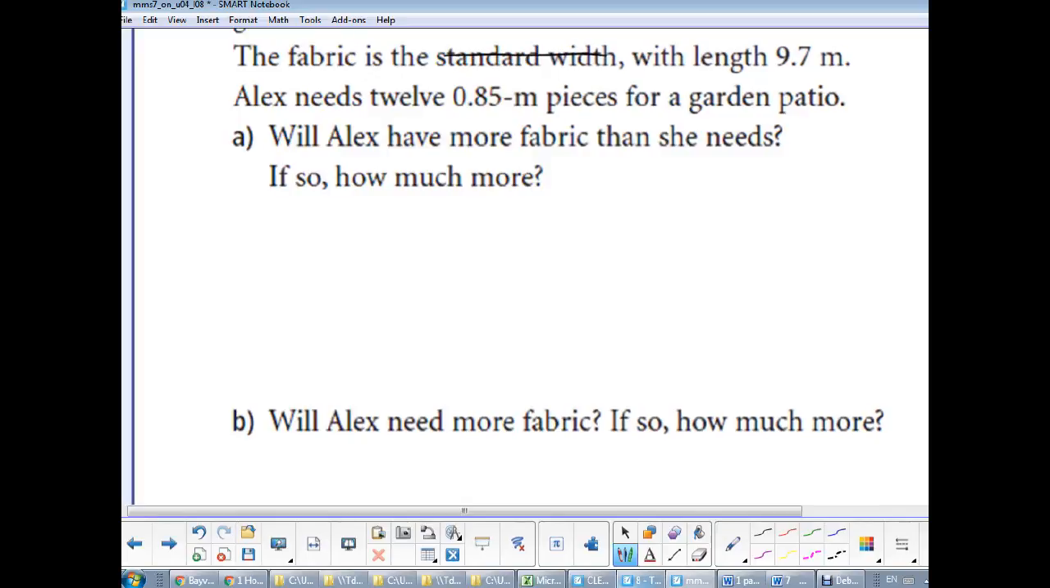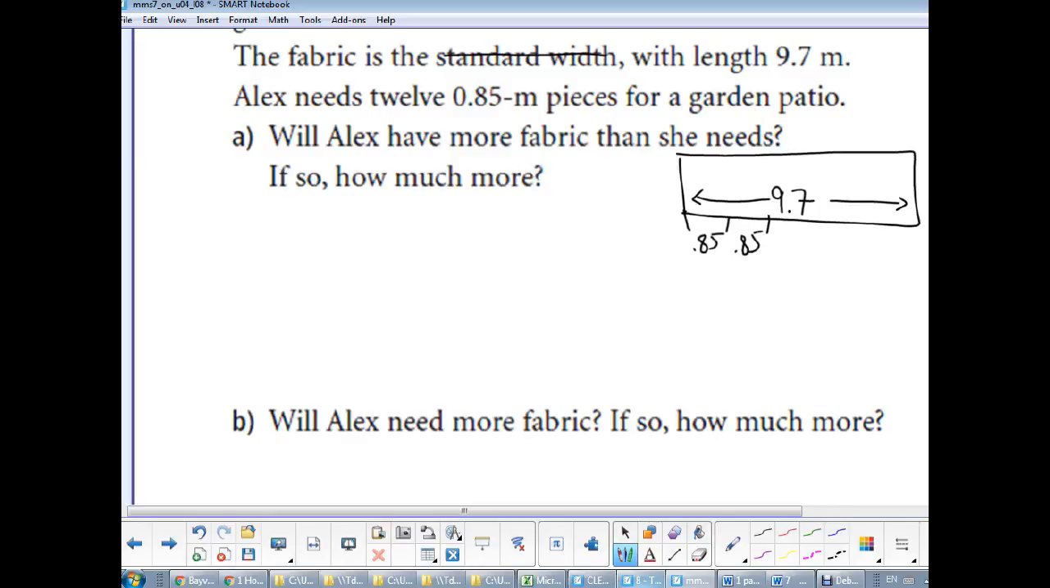So again, if you don't know what to do, draw yourself a little diagram. Okay, we've got a piece. They're telling us our width is a standard width, so I'll just write S. And my length is going to be 9.7 meters for the whole thing. Any of us could just write that down if we're confused. He needs 12, 0.85 meter pieces. So the question is a division question. How many 0.85 meter pieces can I fit into 9.7?